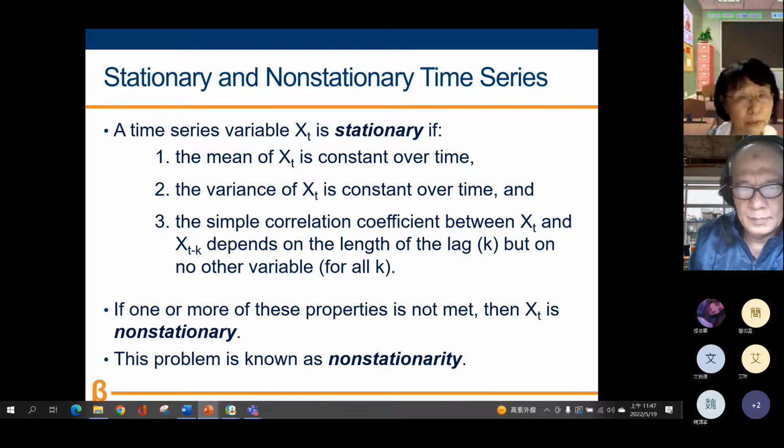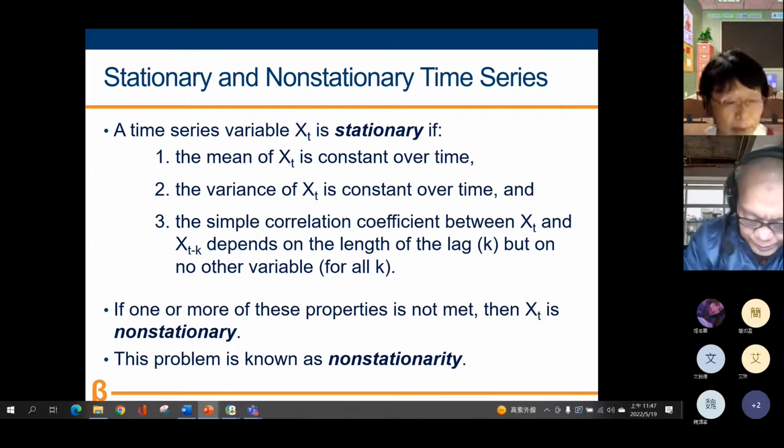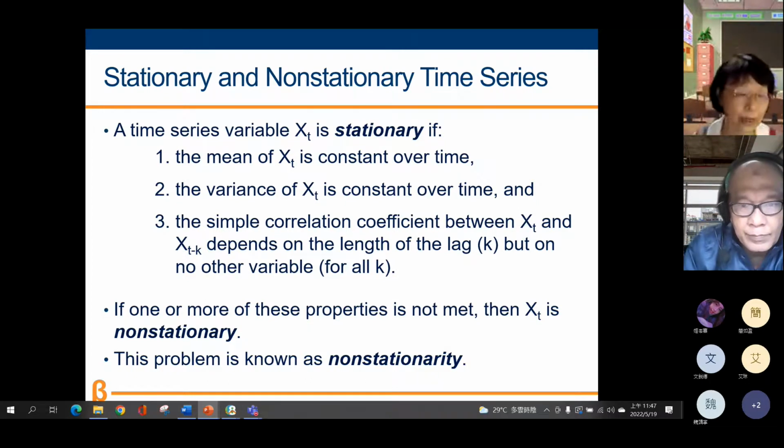The next question we're thinking is, why should we worry whether a time series is stationary or not? Why do we have to worry whether a time series is stationary or not? There are 2 reasons.